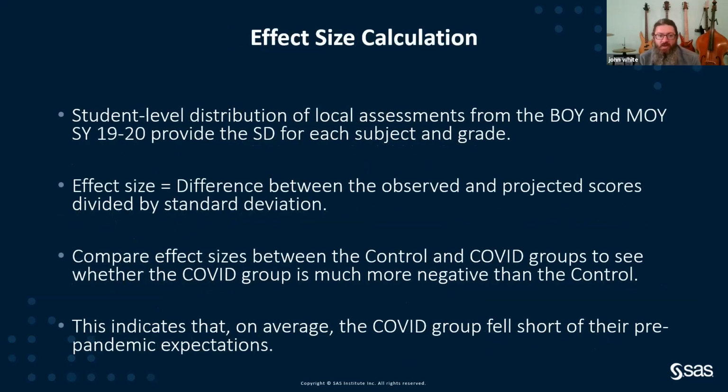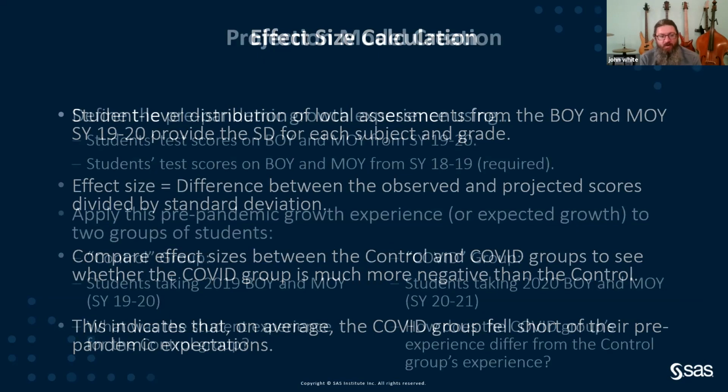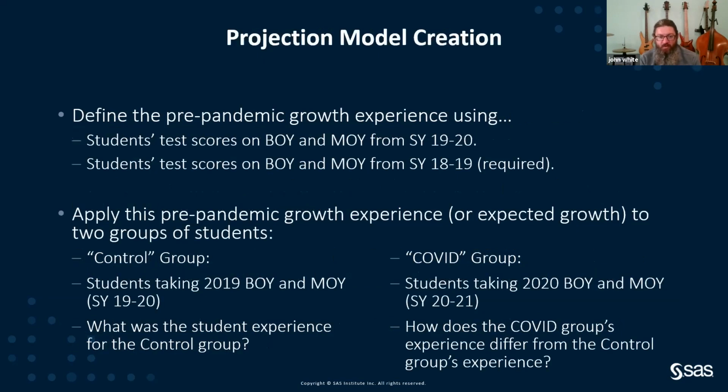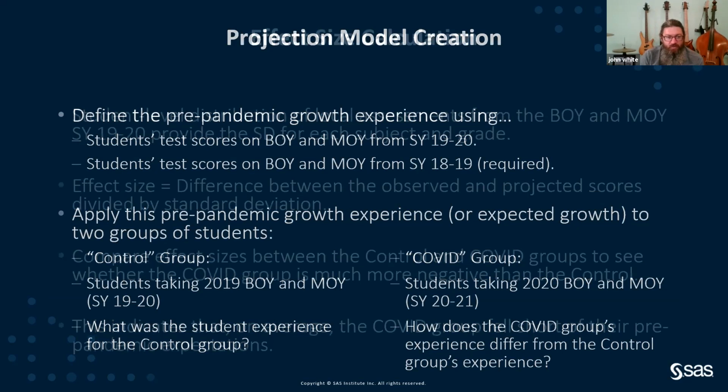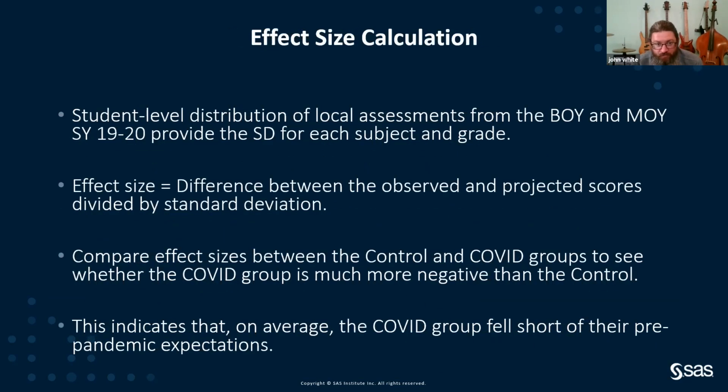All right, so once we have that, with these two groups we have both observed scores and expected scores. Expected scores are always based on pre-pandemic experience, but we have our observed scores for our control group and our COVID group. And we also need to create effect sizes for each of these two different groups.